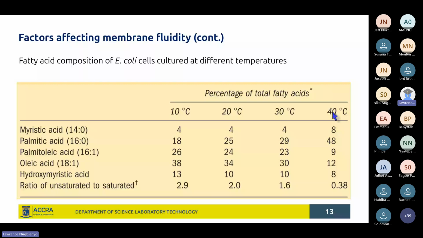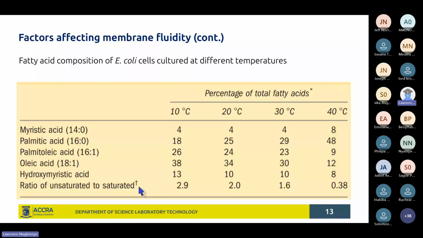Now you see that it's the same organism, E. coli, except that it is being cultured at different temperatures. And you see the bacteria adapts. So apart from looking at the compositions of the various lipids like the myristic acid, palmitic acid, palmitoleic acid, oleic acid, hydroxymyristic acid, let's bring our focus to the last thing, which is the ratio of unsaturated to saturated fatty acids, because that is where actually the story is.